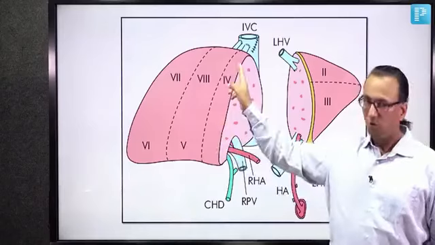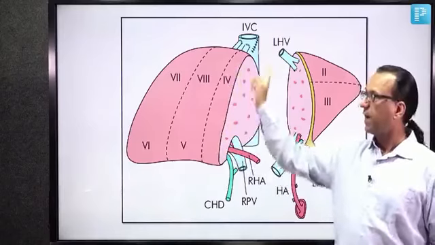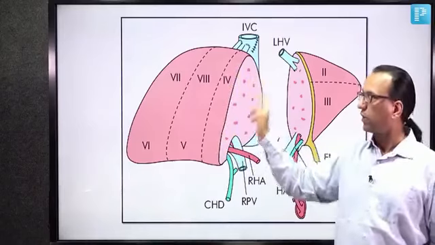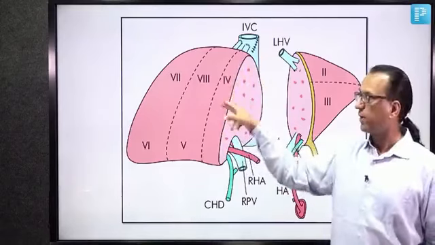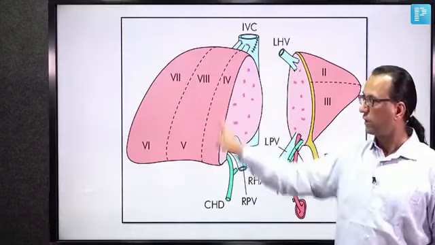But you can see only 4. Segment 1 cannot be seen as it lies behind segment number 4. The caudate lobe is present posterior to the 4A, the superior part of segment 4, which is quite large.